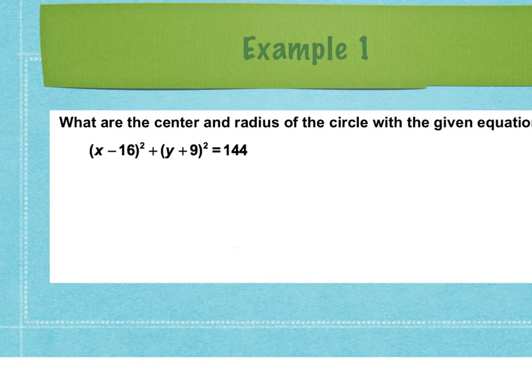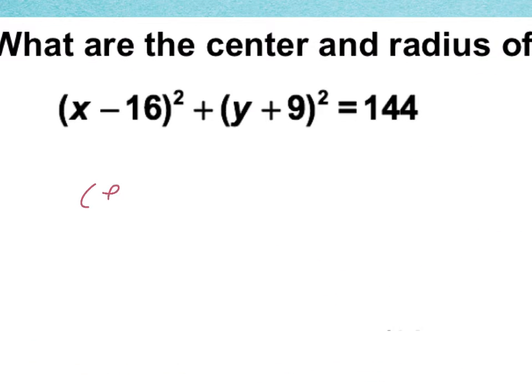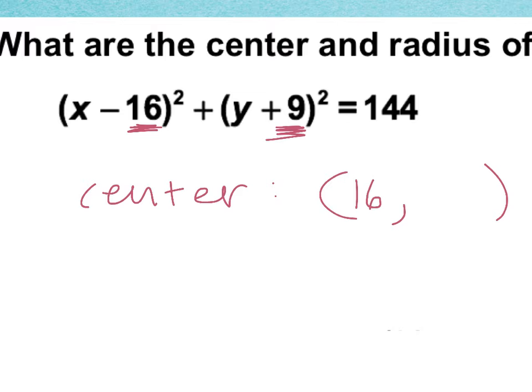So our first example is just asking us for the center and the radius of the circle. Our center is going to be 2 coordinates. Our h, the first one, comes from the x parentheses, and we need to change the sign. So since it's a negative 16, it becomes positive 16. Our second comes from the y parentheses, and we need to change the sign. So since it's a positive 9, it becomes negative 9. So that's our center.